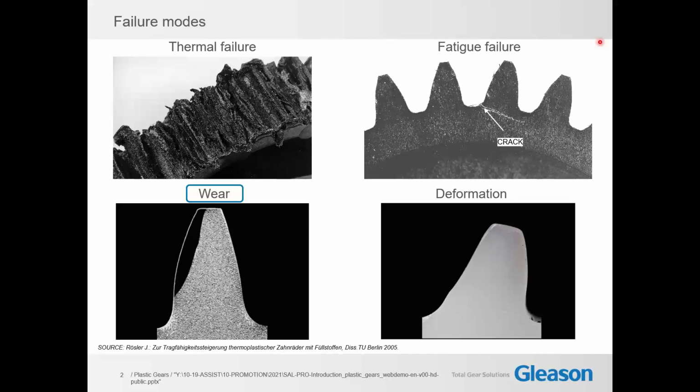Today we look at the failure mode in the bottom left corner, that's wear. Wear means material is removed progressively from the flank, thereby weakening the tooth, leading later on to a failure mode that can be deformation because the cross-section is too small, or that the tooth simply breaks off. See top right corner. Wear is one of the most common and most feared failure modes in plastic gears.